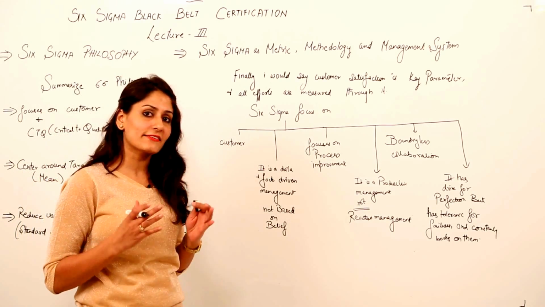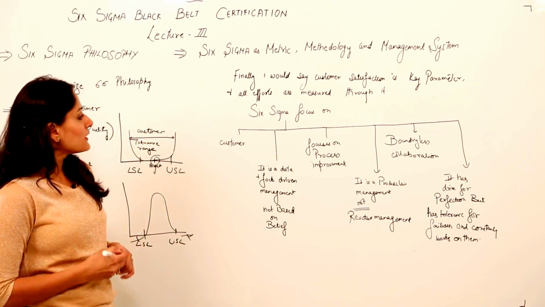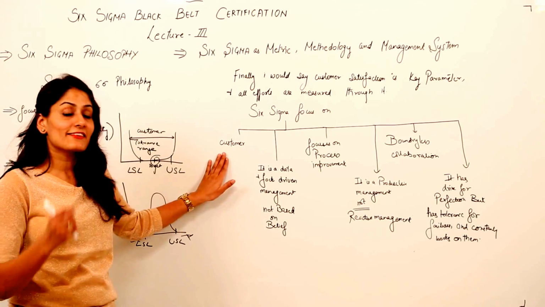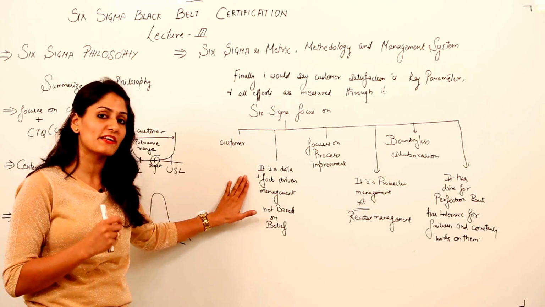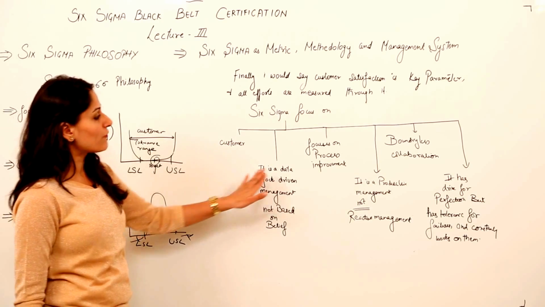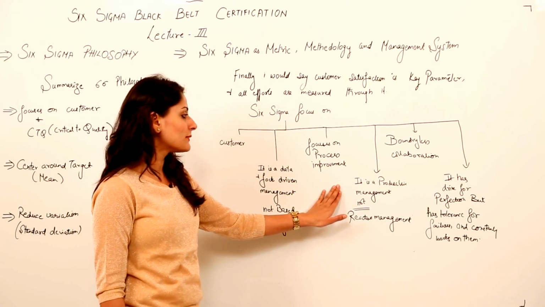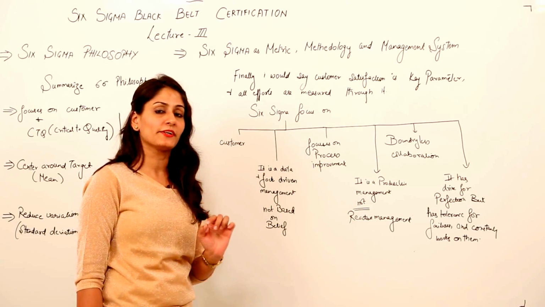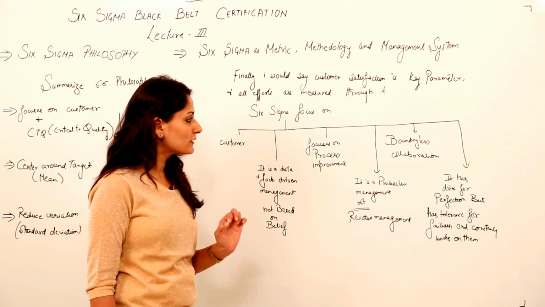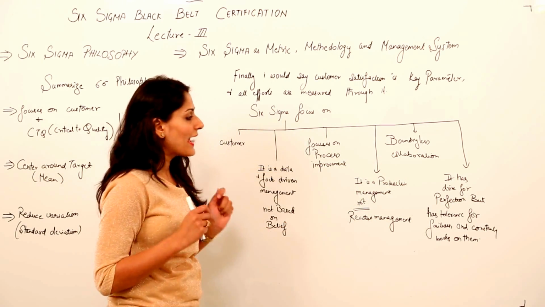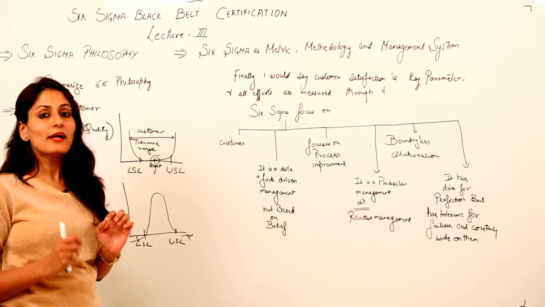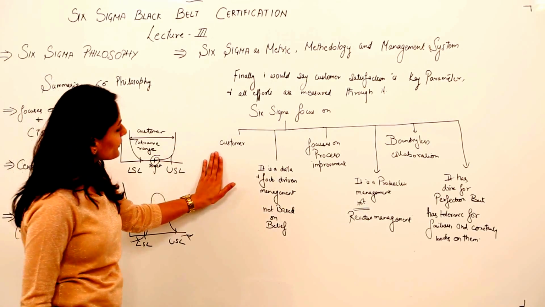Six Sigma focuses on customer. It's a very data driven and fact driven management, not at all based on belief. Six Sigma focuses on process improvement. It is a proactive management, not a reactive management. Again, it's a boundaryless collaboration and it has a drive for perfection. Let me take up them in a bit of detail.